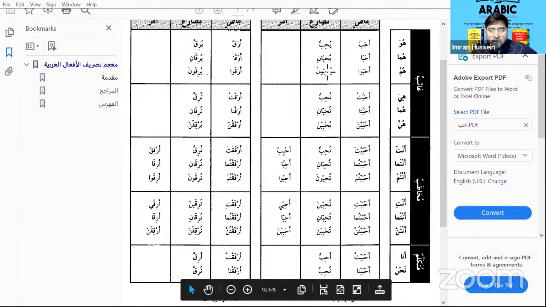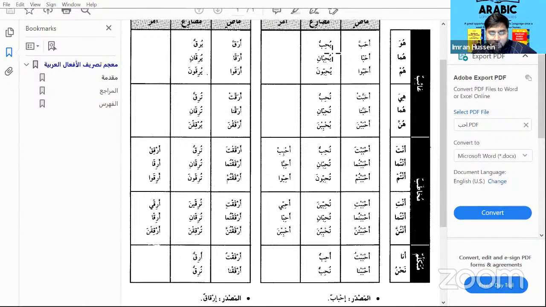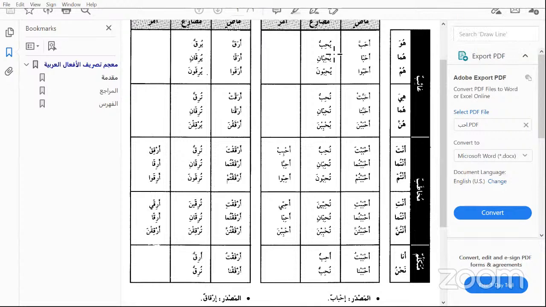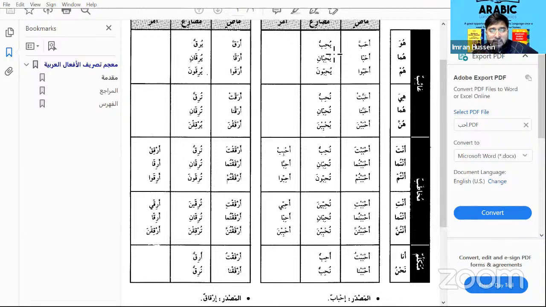Excellent. Now, over here, yuhibbu, originally it was yuf'ilu, yuhbibu. The first ba had a kasra, and the second ba had a dhamma. But because of the shadda, the harakat had to be changed. The ha is receiving a kasra, and it becomes yuhibbu. But in the sixth form, it goes back to the original again.